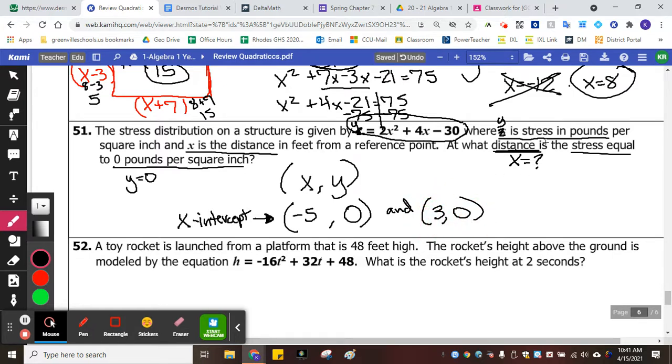But we're talking distance. So 3. Can't be this one. It's 3. What is the distance? 3 is the distance in feet from the reference point. So 3 feet. Distance can't be negative, so that's why it wasn't -5. It's just 3.